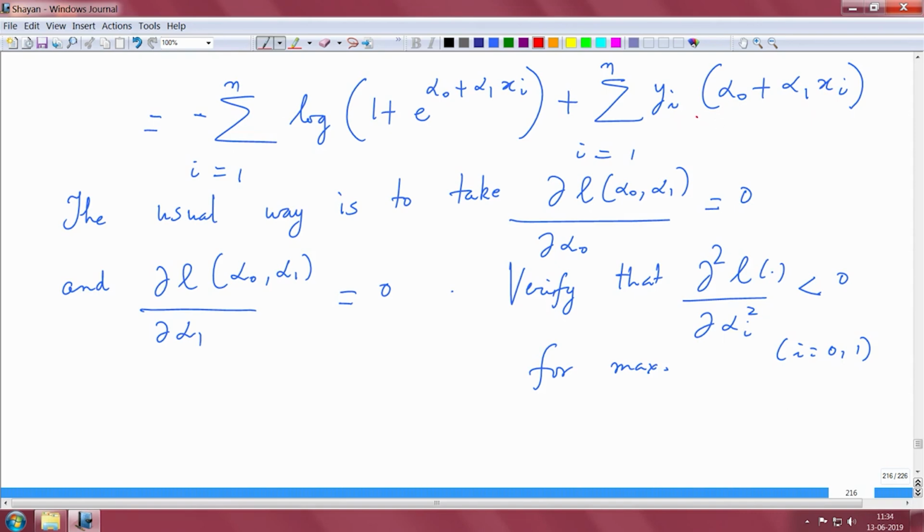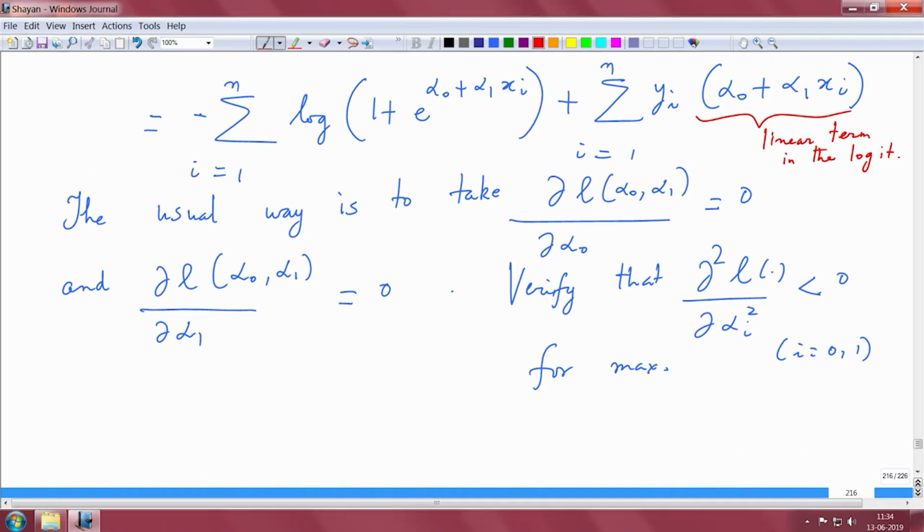This is just from the linear term in the logistic regression model. When you take the log of the odds, you get a linear term, and that is what it is.